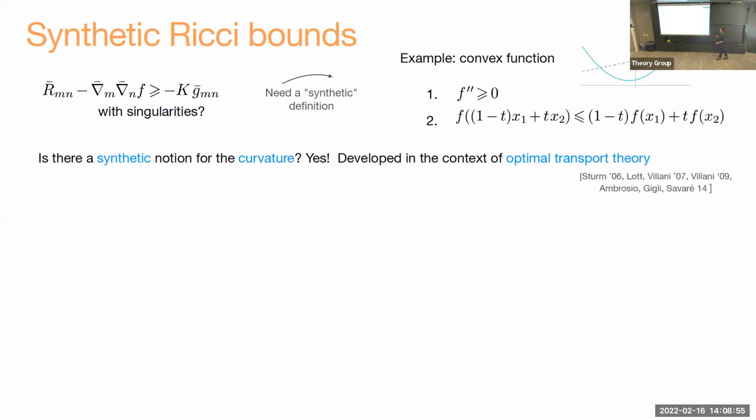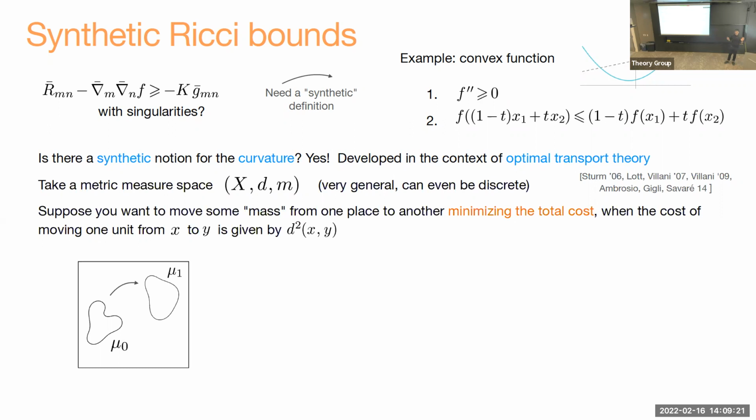And they have done this in the context of what's called optimal transport theory. This is a huge subject. I'm not going to try to do justice to this subject here. I just want to give you some hint of how this might be related to curvature. And so let's try to do that.